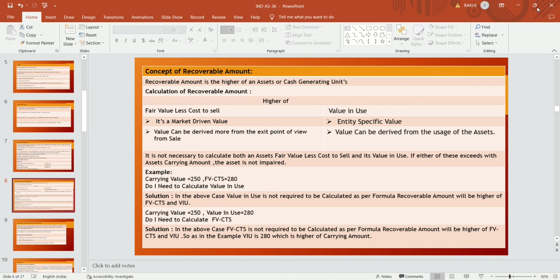No need to calculate fair value less cost to sell. So in the above case, fair value less cost to sell is not required to be calculated as per the formula. Recoverable amount will be the higher of the two, so it is not required to calculate both.